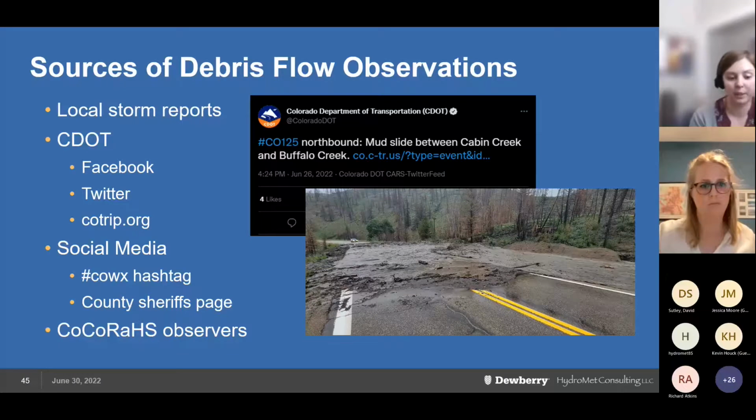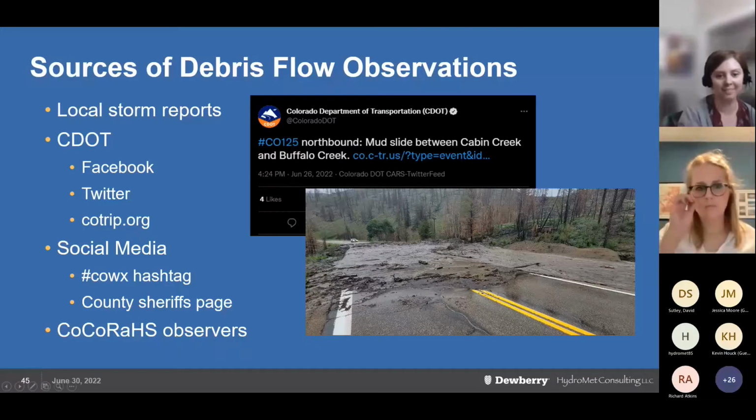A couple other ways we've been able to verify, we've actually been able to use COCORA's reports from observers. They'll leave something like a remark that says they saw black or dark runoff or ash in the floodwater. So it's difficult to verify a lot of these events due to their rural nature, but these are some of the tools we use to do that. I'm going to switch back to Dana here.